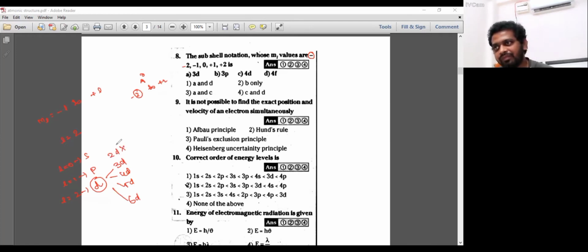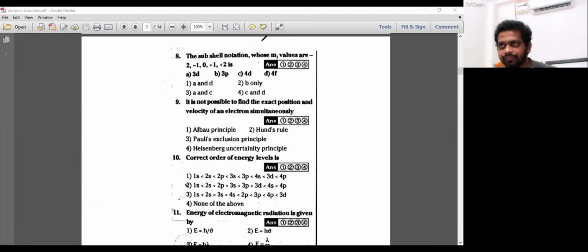So the D subshell, either it may be 3D or 4D or 5D or 6D, and no 2D. Why? Because the minimum energy level in which the d subshell is present is n is equal to 3. Means the d subshell begins from the third main energy level onwards. So 3D is the correct option and 4D also is a correct option. So options A and C are the correct option. So 3 is the correct option for question number 8.